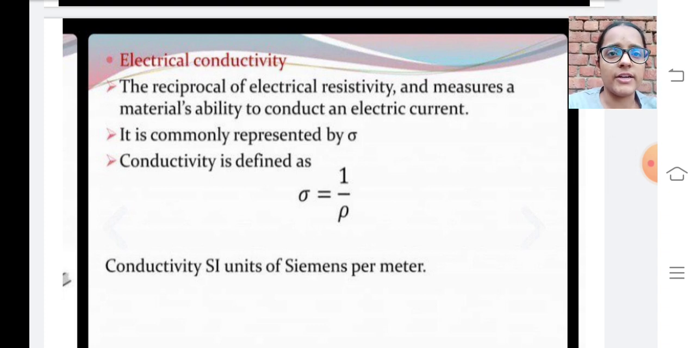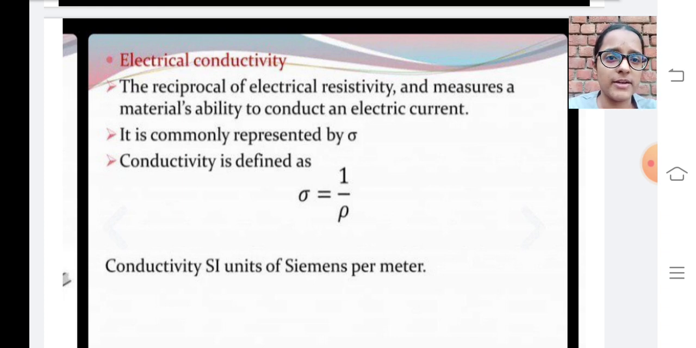Electrical conductivity. The reciprocal of electrical resistivity measures a material's ability to conduct an electric current. मतलब कि वो कितना करंट कंडक्ट कर पाती है उसी को इलेक्ट्रिकल कंडक्टिविटी कहते हैं. It is commonly represented by sigma. Conductivity is defined as rho equals 1 by sigma, sigma equals 1 by rho. Conductivity has SI units of Siemens per meter.